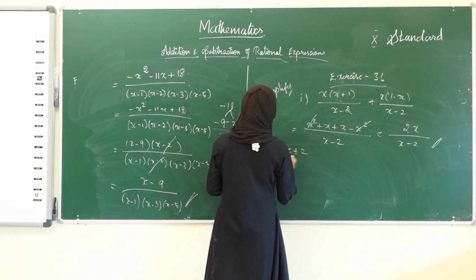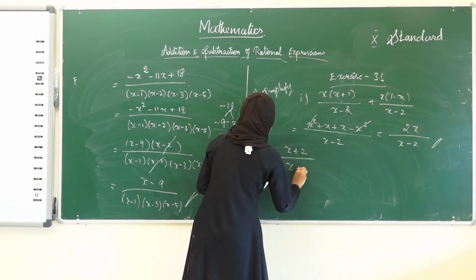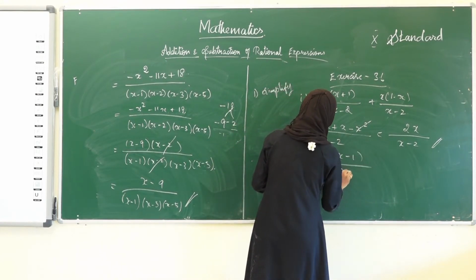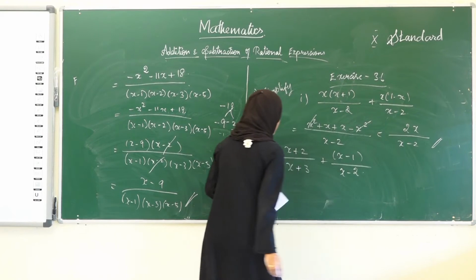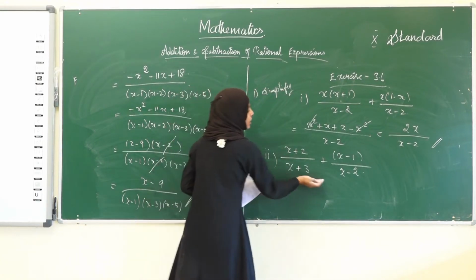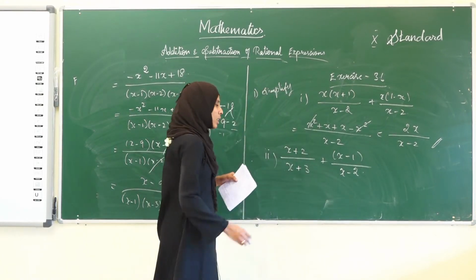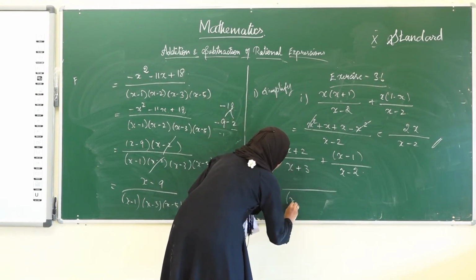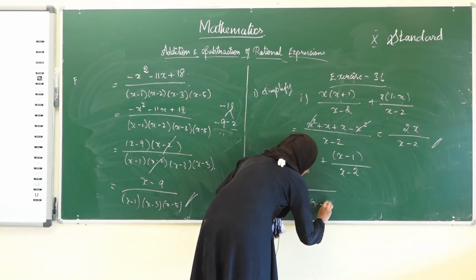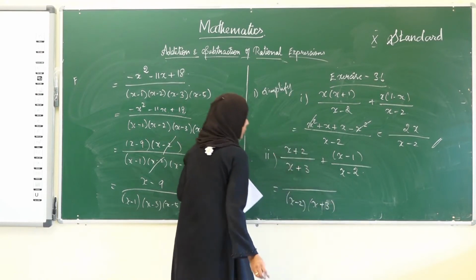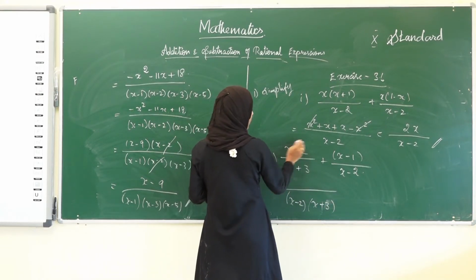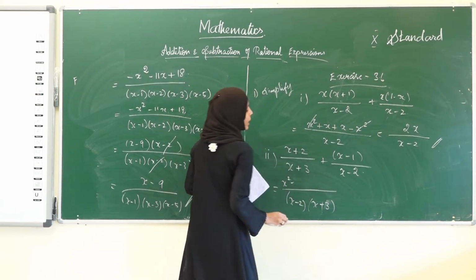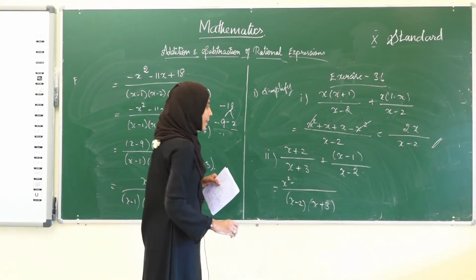x plus 2 divided by x plus 3 plus x minus 1 divided by x minus 2. See here, the denominators are not the same. Therefore, we are going to take the LCM. The LCM will be x minus 2 into x plus 3. So we are going to cross multiply: x plus 2 into x minus 2. A plus b into a minus b is a square minus b square.